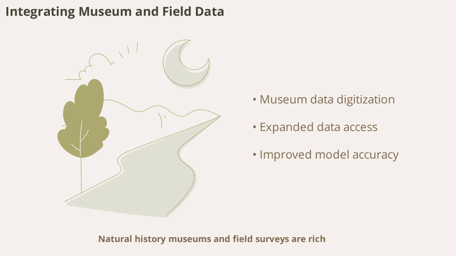Natural history museums and field surveys are rich sources of occurrence data for species distribution modeling. Efforts to digitize and share these records have greatly expanded the data available for MaxEnt and similar tools.